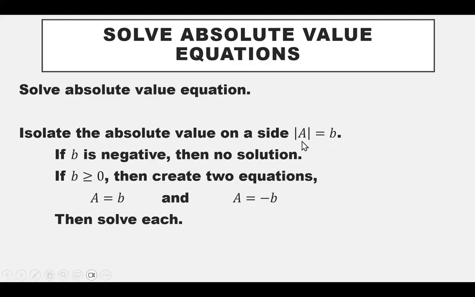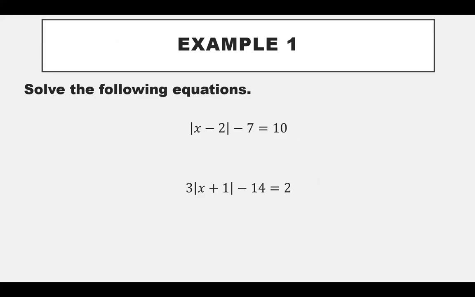On the other hand, if b is positive or equal to 0, let's just say positive. If b is positive, then there's going to be two solutions. We could say that a could have been equal to positive b, or a could have been equal to the opposite of b. This gives us two equations to solve, and therefore we can solve each individually. Let's do an example for solving a couple of absolute value equations.